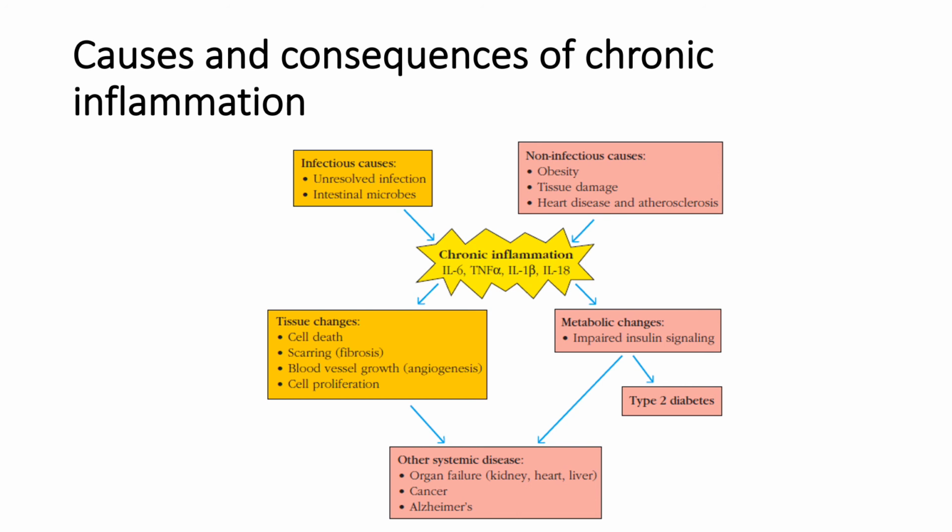So, what happens when there is tissue change and metabolic change? They can result in several systemic diseases such as organ failure, kidney failure, and heart diseases, liver disease, and can lead to cancer, Alzheimer's. Okay, so that is why it is very deadly if somebody is having chronic inflammation.